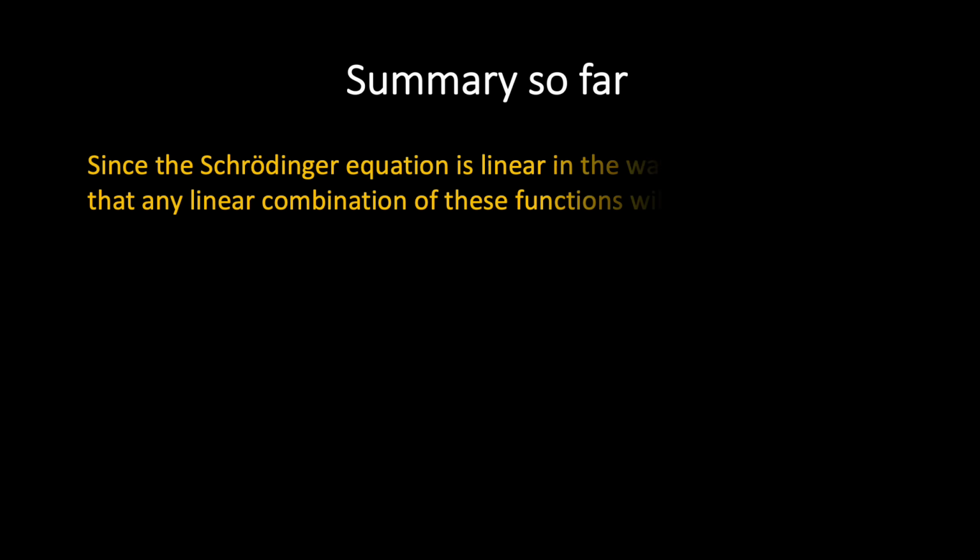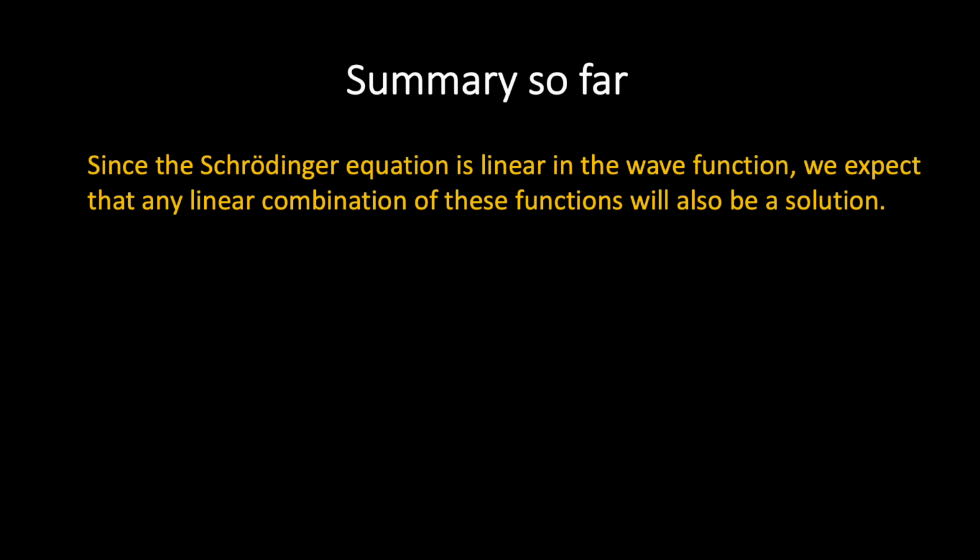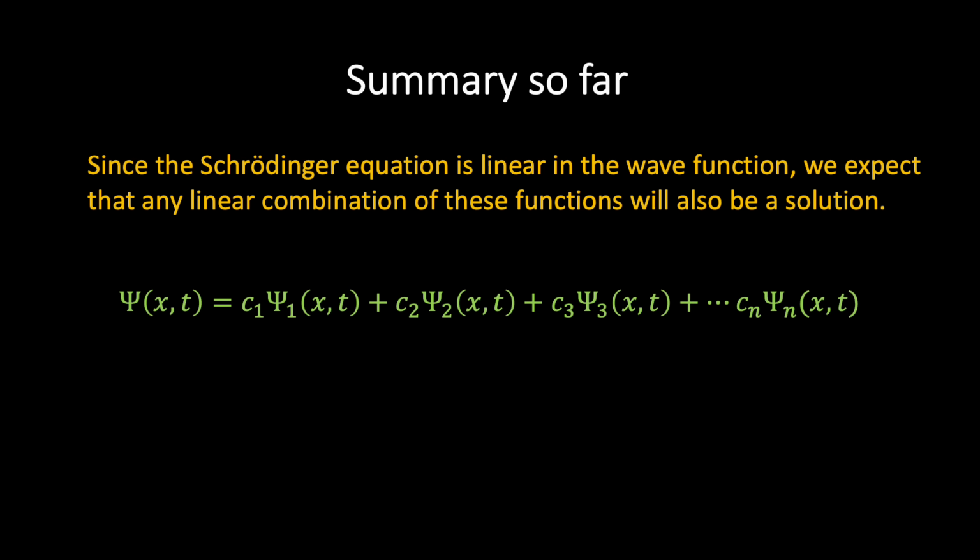Now, since the Schrödinger equation is linear in the wave function, we expect that any linear combination of these wave functions will also be a solution to the Schrödinger equation. In other words, we should be able to write an expression of the following form, and this should also be a solution to the Schrödinger equation. In fact, this expression gives the most general form of the solution to the equation for a given potential function, and this is often referred to as a linear superposition of quantum states.